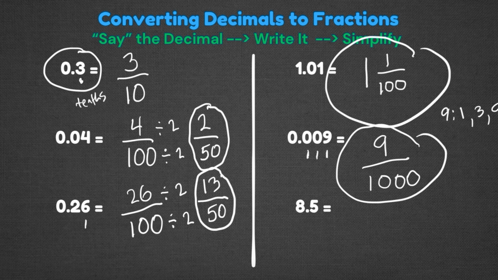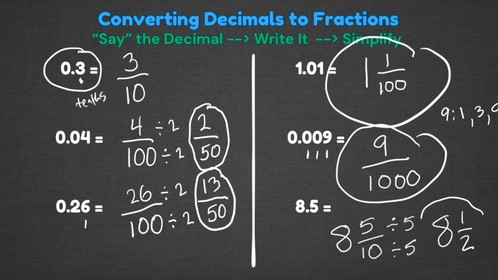And the last fraction that we're going to make here is 8 and 5/10. Any simplifying? Yes, of course. We can divide the top of this fraction by 5. We can divide the bottom of this fraction by 5. And we're going to be left with 8 and 1/2.